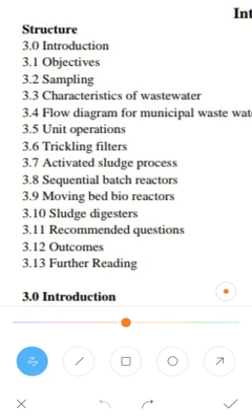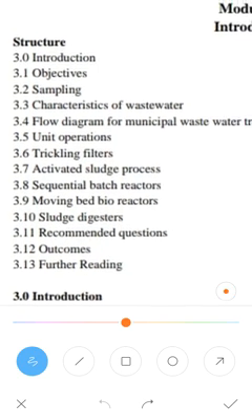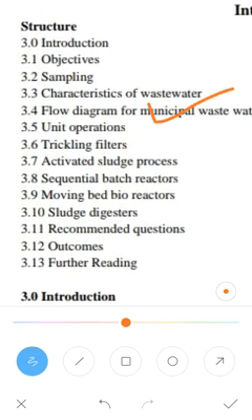Later, after the characteristics, we'll see the flow diagram of the municipal wastewater. How the flow takes place from one unit to another, we'll study. After the flow diagram of the municipal wastewater, we'll study the units of operation, going through the individual operations.